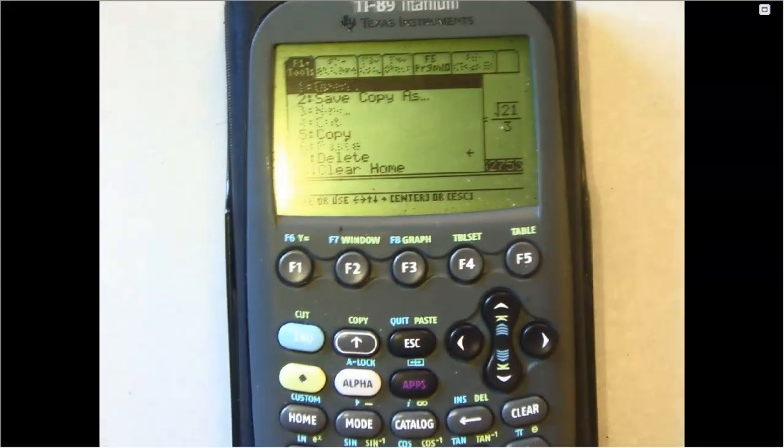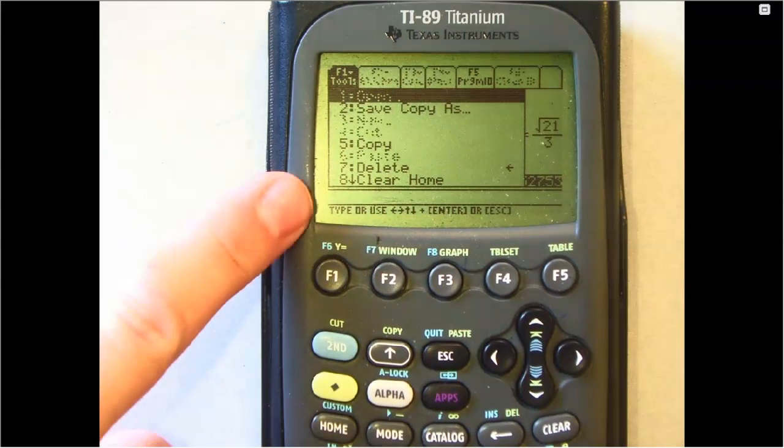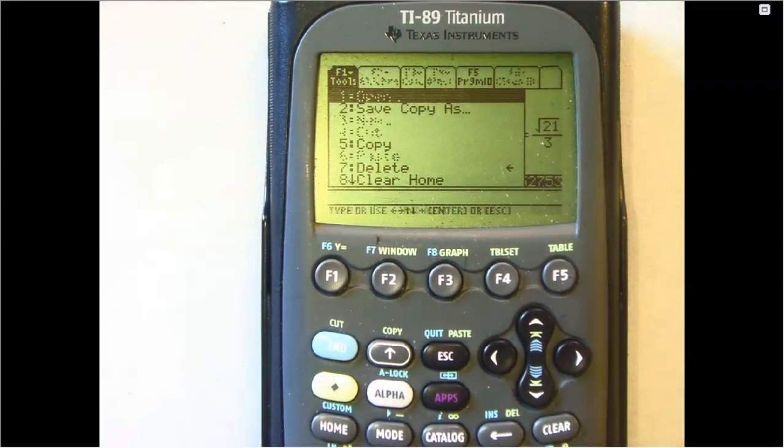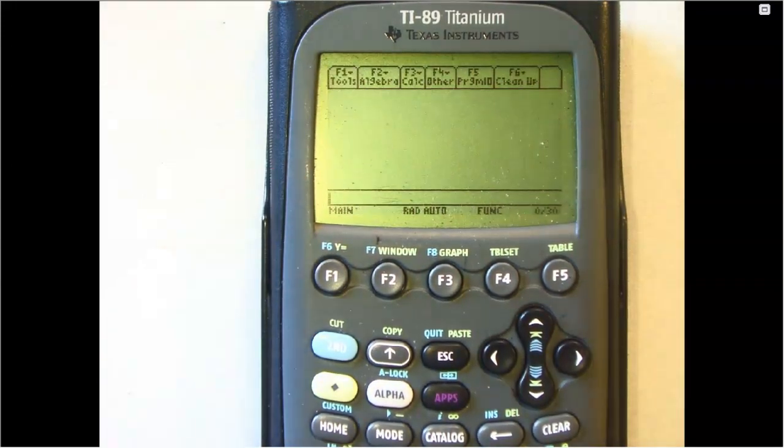If you want to clear it out, I don't know if I showed you guys this, but if you hit F1, number 8 is clear home, and then you get a fresh screen to start on.